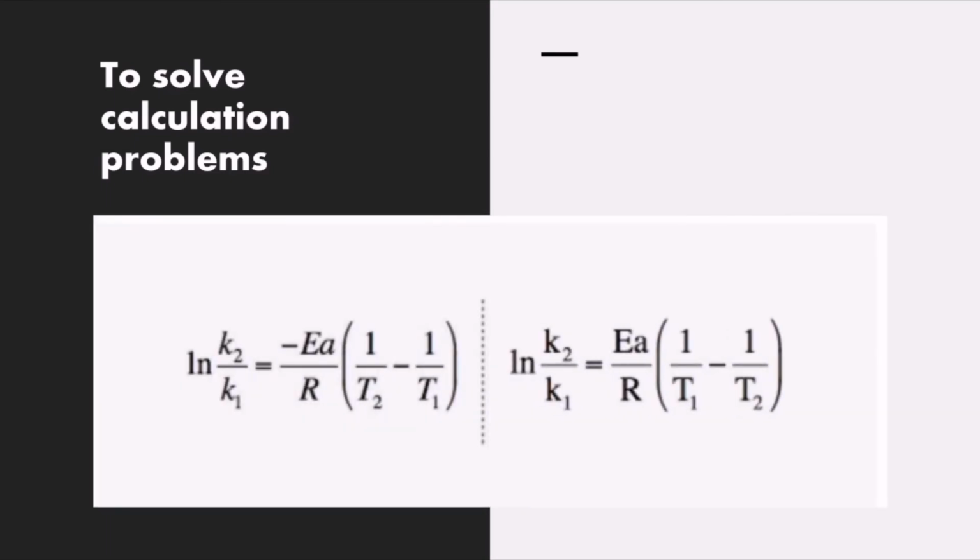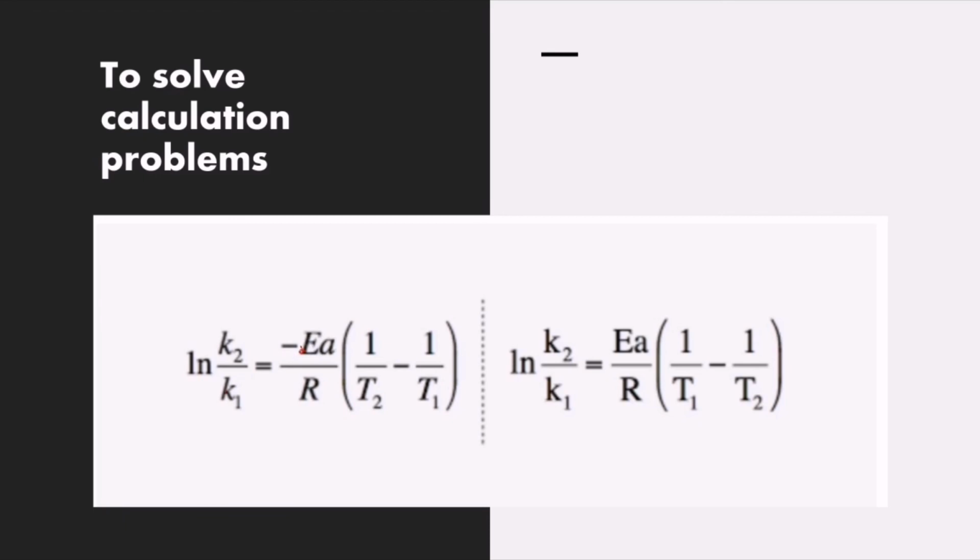So kat sini biasanya awak akan diberi two rate constant at two different temperature. Then you have to determine the activation energy, ataupun mana-manalah, mungkin dia akan bagi activation energy, okay, one of the rate constant and two temperature, or any of them akan dibiarkan kosong. Okay, so soalan macam ni selalunya kita akan selesaikan bila melibatkan activation energy lah.